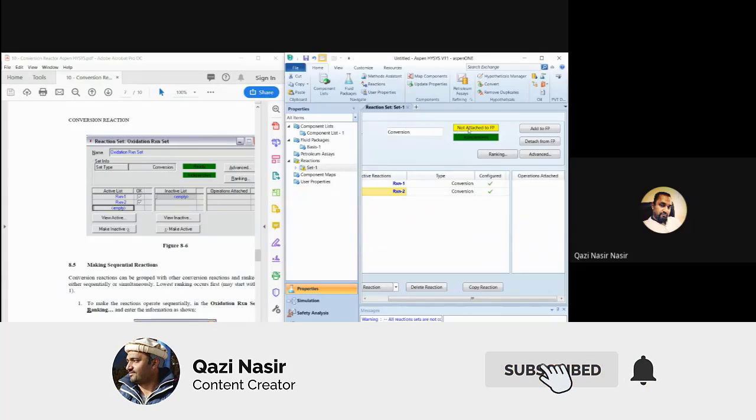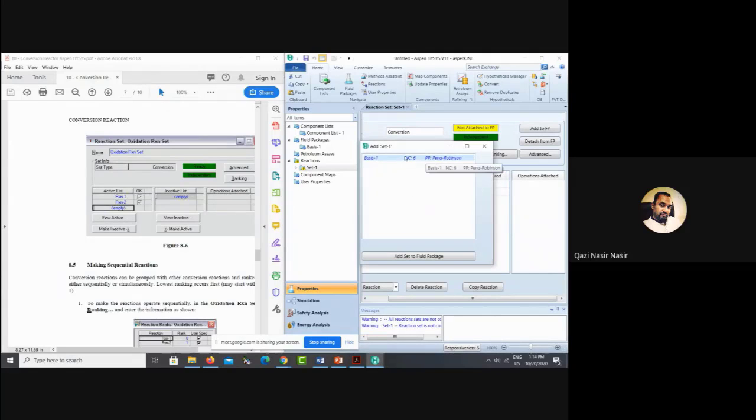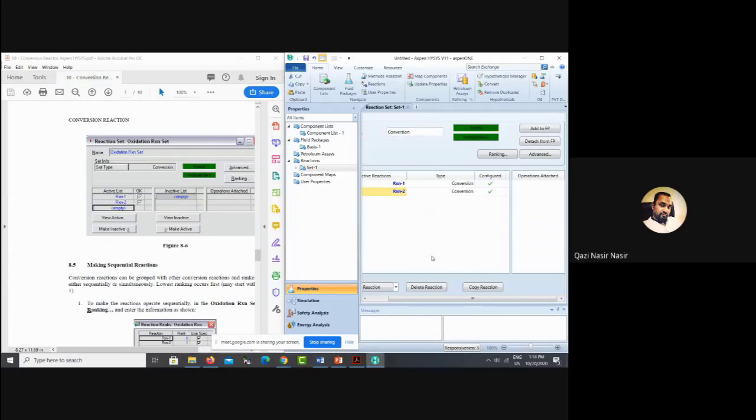Now you can see on your screen there's an option that says not attached to fluid package. FP means fluid package, which in this case is the Peng-Robinson equation of state. So you need to add these reactions to your fluid package, which is here. How can you add the reaction? You click on add to fluid package, and it will show you this is the fluid package you want to add. You say yes, I want to add this reaction set to this fluid package. So click on add set to fluid package. Once you do this, now it is ready.